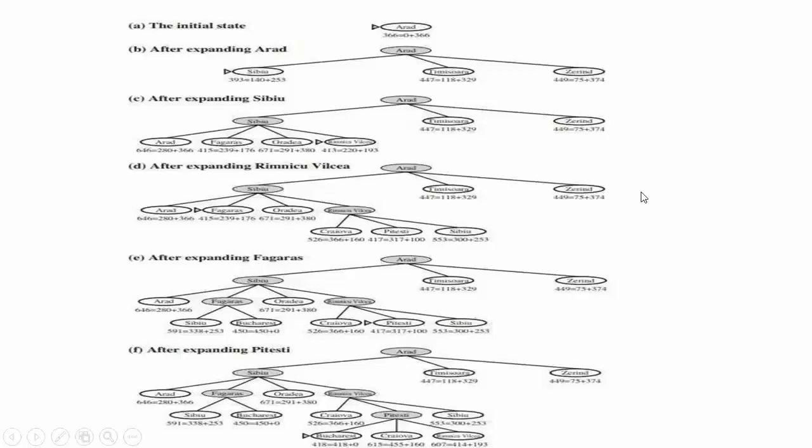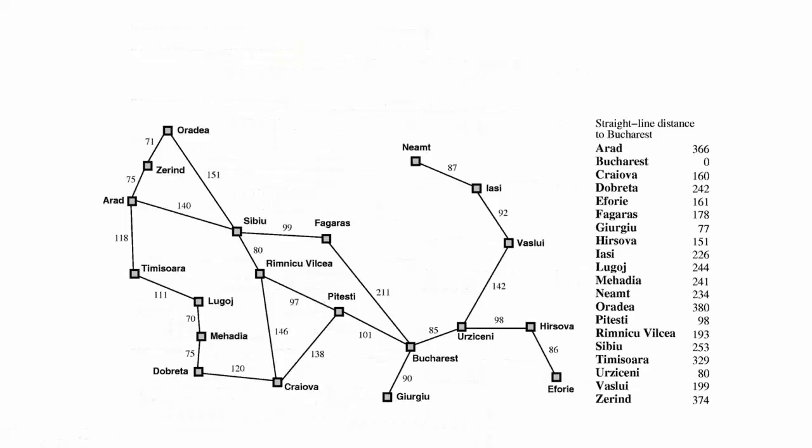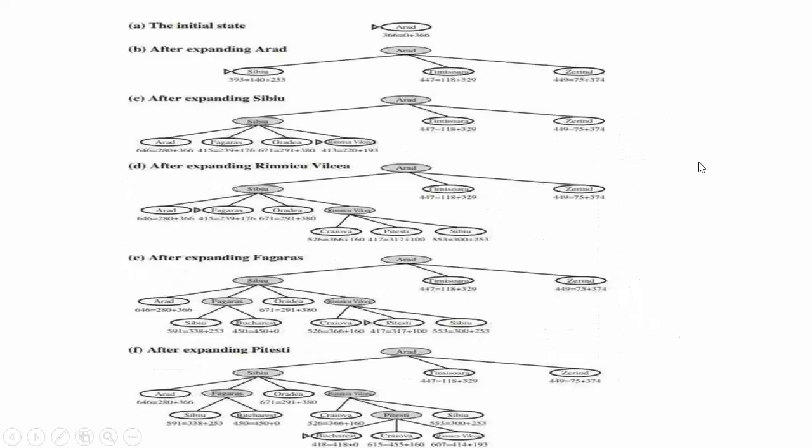So for Arad to Sibiu, what is the g of n value? 140. Again from Sibiu to Arad, what is the g of n value? 140. So 140 plus 140, what is the value? It's 280. And then what is the heuristic value for Arad? 366. So now 280 plus 366, it's 646.